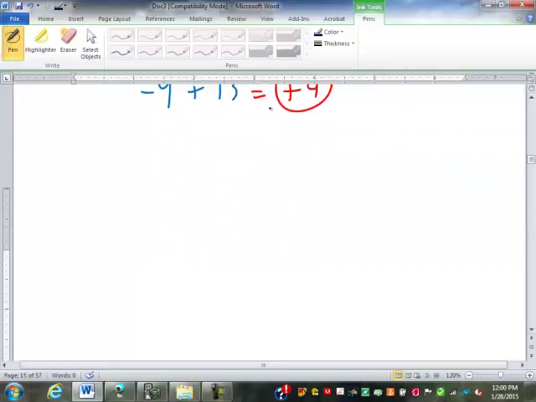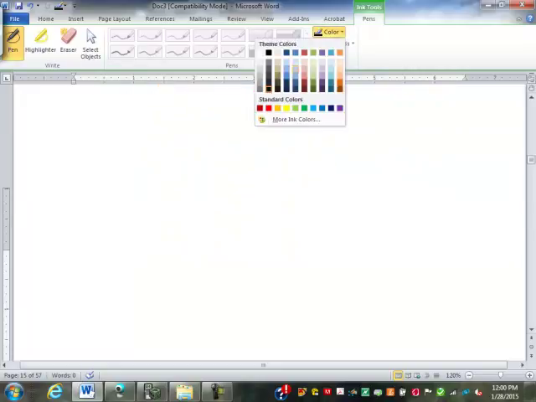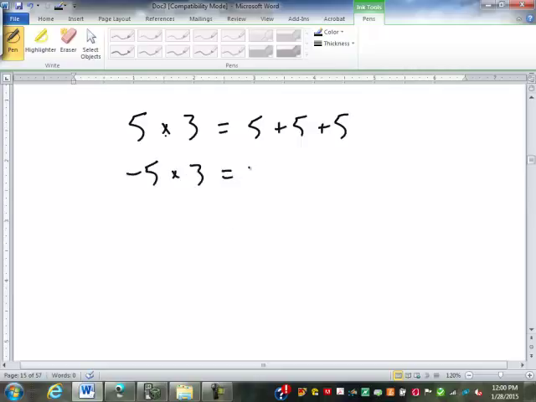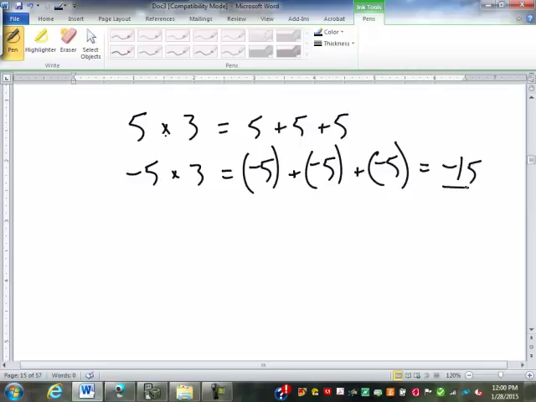Okay. Well, multiplication and division with our integers is actually a little bit simpler. We go back to this. 5 times 3 we said was 5 plus 5 plus 5, just repeated addition. So negative 5 times 3 is pretty simple. Negative 5 plus negative 5 plus negative 5. And of course that adds up to negative 15. And we've all been taught that a negative times a positive has to be a negative. And we can see why with the repeated addition.